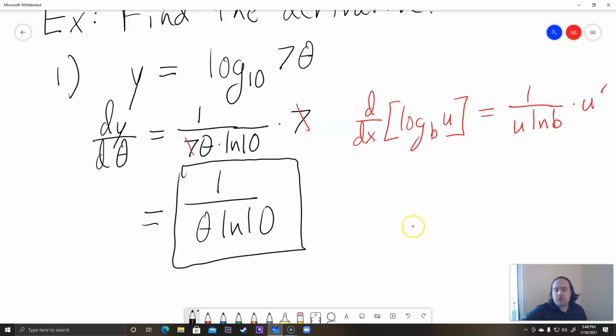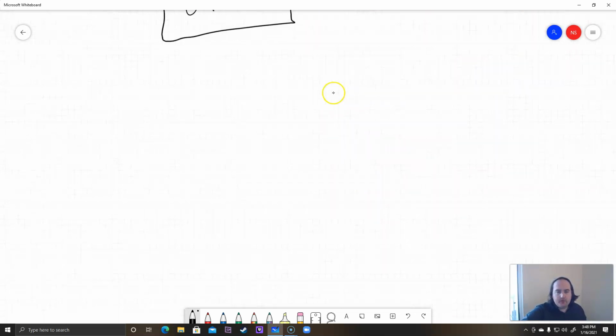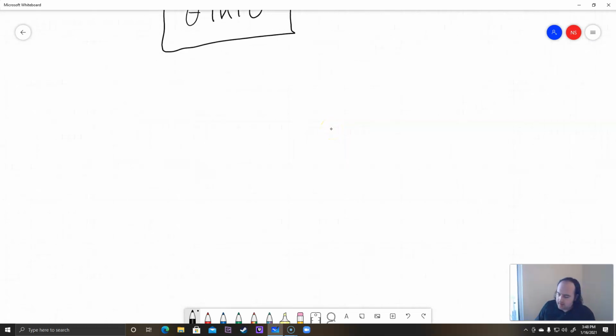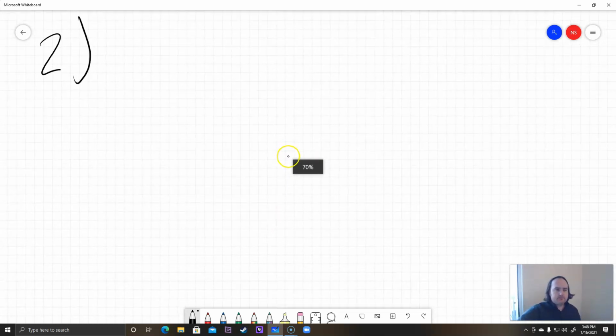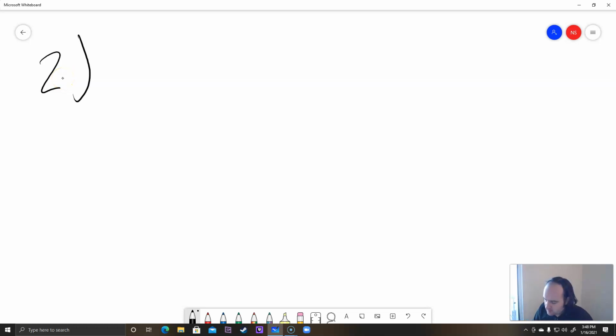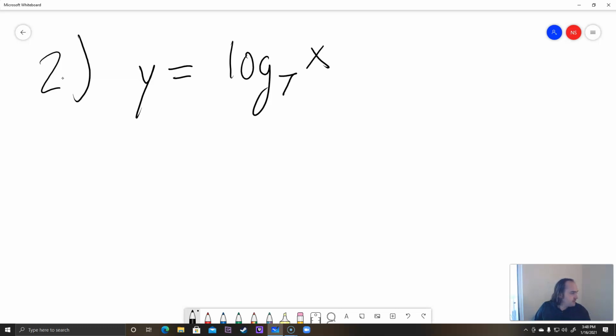Okay, so I think I just wanted to do one more. Okay, so problem number 2. I'm going to zoom back in here. Problem number 2. Y equals log base 7 of x plus log base 7 of x to the 5. Now there are a number of ways you can do this problem.